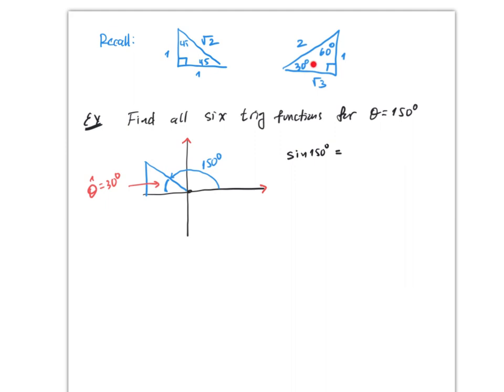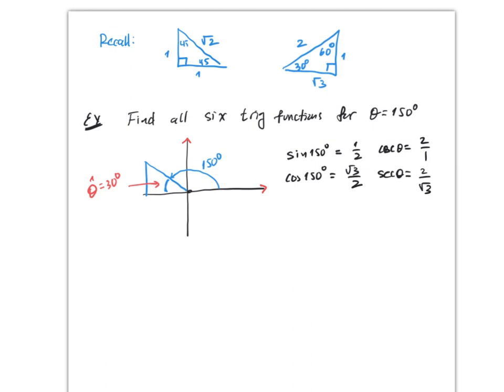Remember, sine of 30, this is the opposite, and this is the hypotenuse. So this should be 1/2, which means cosecant is going to be 2/1. Then cosine of 150 is the same thing as cosine of 30 degrees. So cosine of 30 will be radical 3/2, which means secant of theta will now be 2/radical 3.